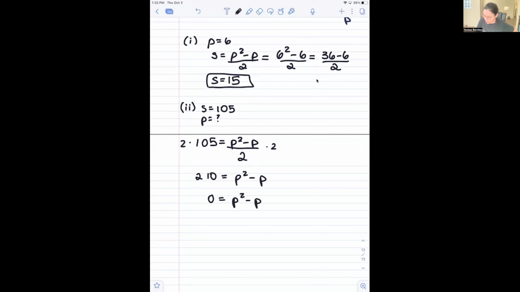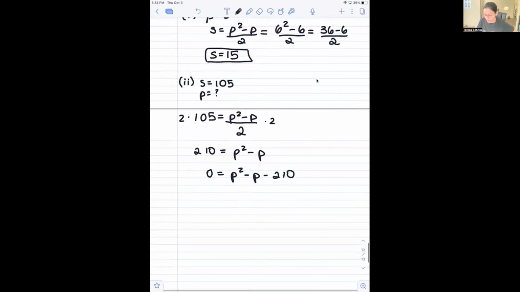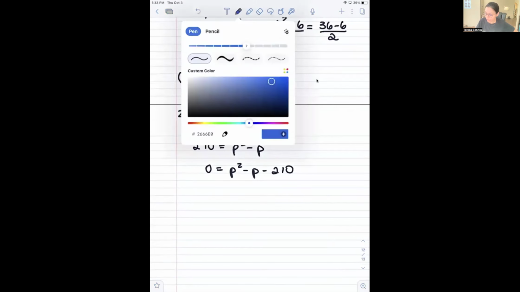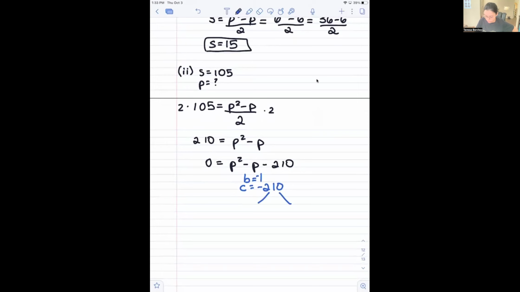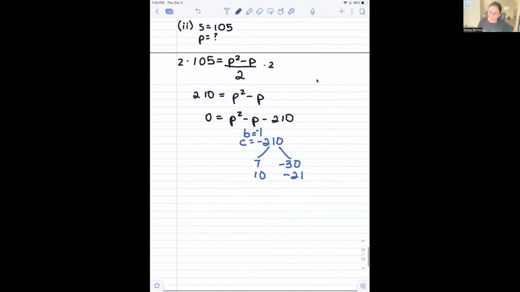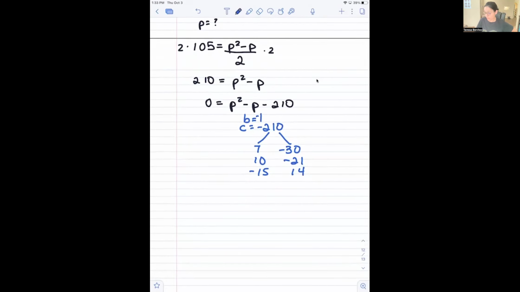P squared minus P minus 210. And this one is a tough one in order to find those 2 values that add up to -1, because we know that B is -1 and C is negative 210. So here, if I start looking for the factors, I tried out 7 and 30 or -30. I know that's not close. I tried out 10 and -21. Even if I flip the signs, that's also not close. So it took me a while using the calculator to find that it was -15 and 14.